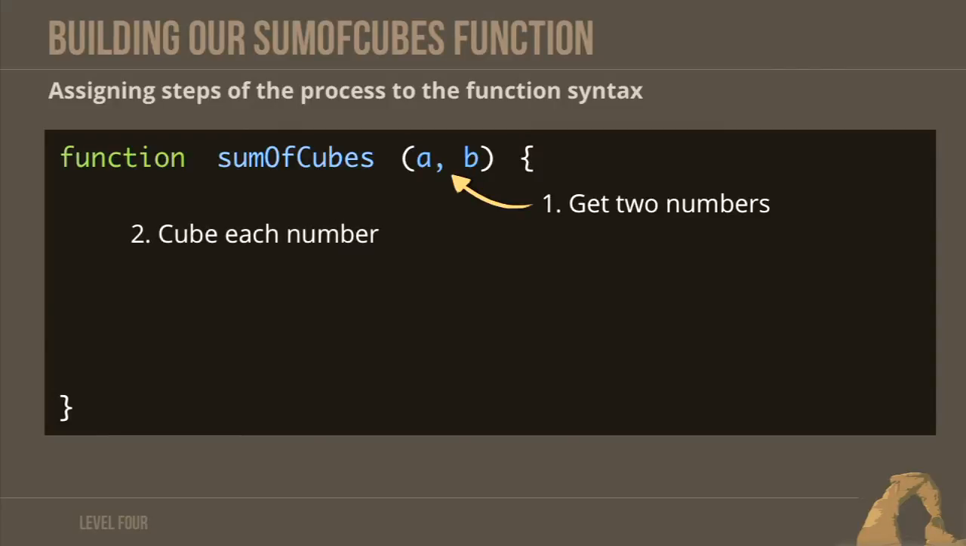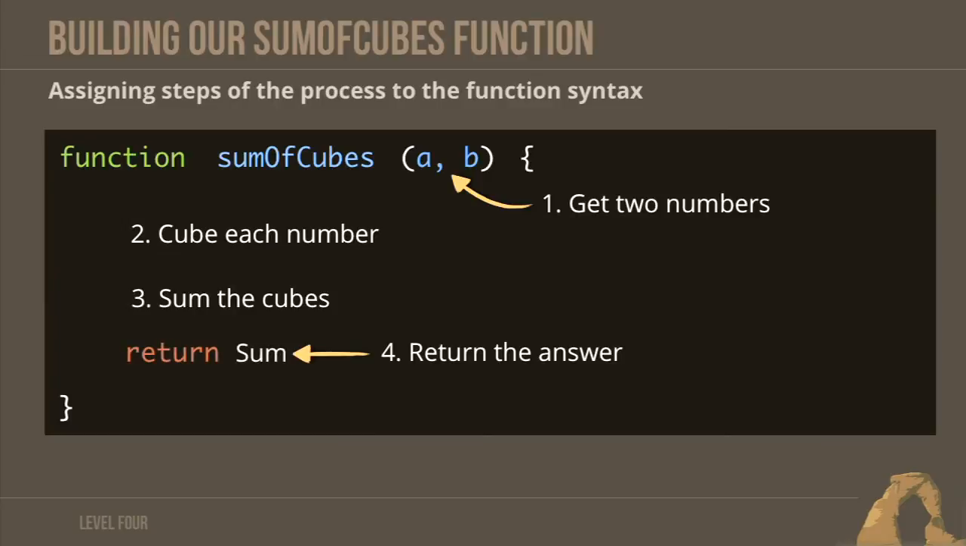The second step would be to cube each number, so that's going to be a process we do inside the function body. Then we will sum the cubes. That's another step we'll do in the function body. And at the end, we'll return that sum. And that's our final step of returning the answer.